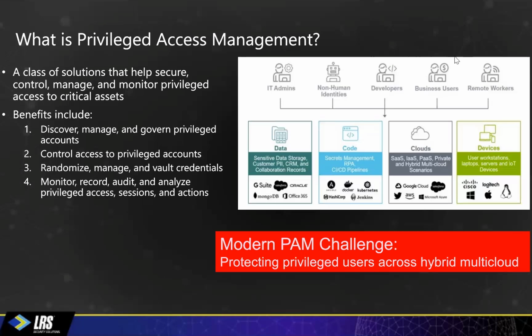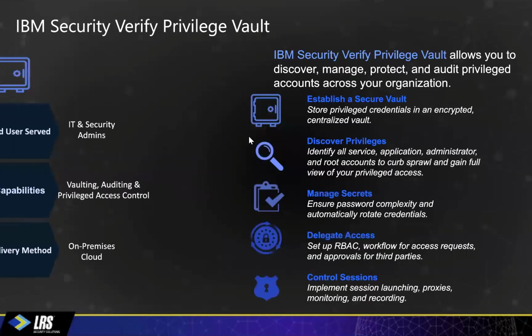So today we're going to focus a little more on IBM's PAM solution, which is IBM Verify Privilege Vault. Verify is the umbrella that IBM hosts all of its identity and access management solutions under, and the privilege solutions are under there as well. What Privilege Vault does is make it easy to identify all service, application, administrator, and root accounts across an enterprise. Unlike traditional, more complex PAM solutions, Privilege Vault is very easy to use, very fast to deploy, and can be deployed both on-premise and in the cloud.